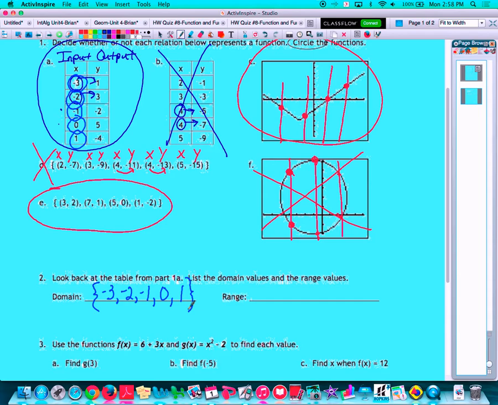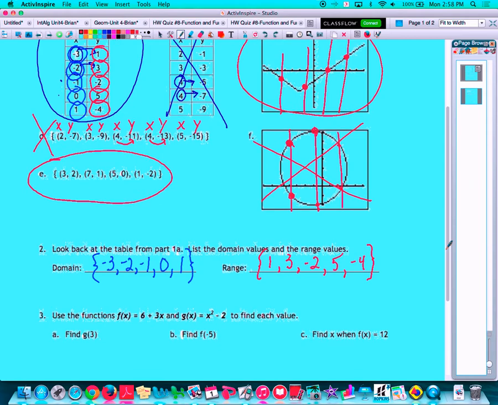The range is all of the possible y values or outputs. So if we look at all of the y values back here in number 1a, you've got 1, 3, -2, 5, -4. So the range would just be to list those. Again, you don't have to list them in order, so I'm just going to list them the way they are here. If there were any repeats, you would not repeat them when listing the domain or range, because you're just listing the possible x values and the possible y values.